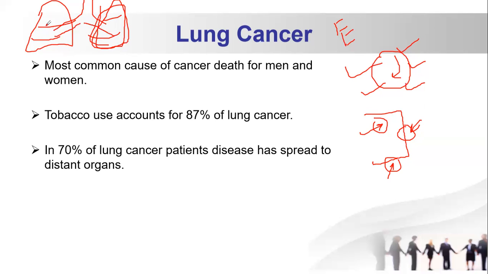So when cancer develops within the lungs, that is called lung cancer. Now, what is the definition of lung cancer? The most common cause of cancer death for men and women is lung cancer. By the way, the most common type of cancer in men is prostate cancer, while in women the most common type is breast cancer. But lung cancer can also contribute to the death of both genders, male and female.